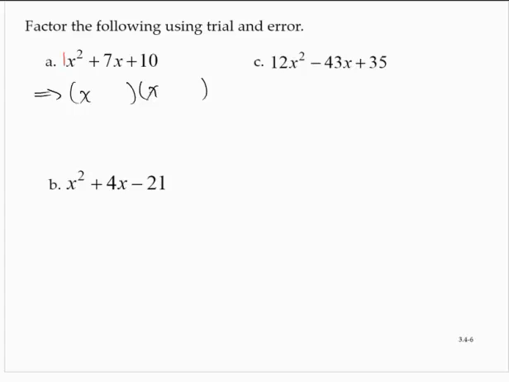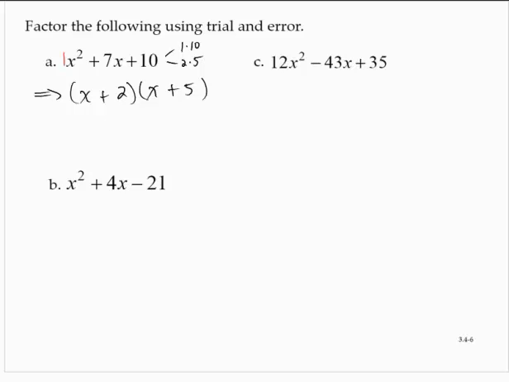So now for the 10, my choices are 1 and 10 or 2 and 5. And so we just need to find the pair that adds up to the 7: 2 and 5. So we have x plus 2, x plus 5.